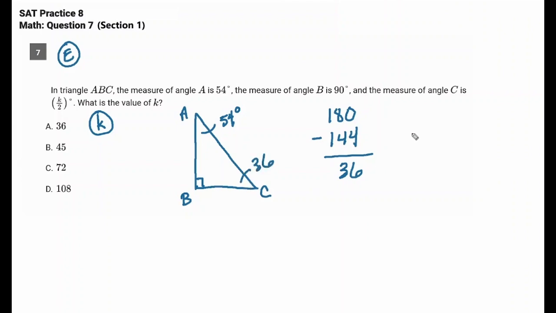So you know that angle C is K over 2. And you know that K over 2 is 36. Now watch this. Put this over 1 when I have fractions and non-fractions. I make everything a fraction, so I can really easily see that I can just cross multiply. K is 36 times 2. That's 72. And the answer is C. Get this one right quickly, and now you move on to some medium questions.